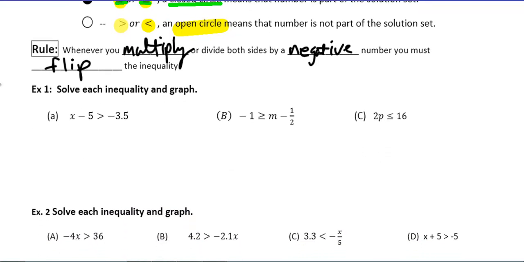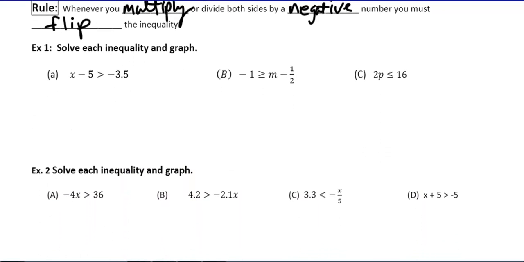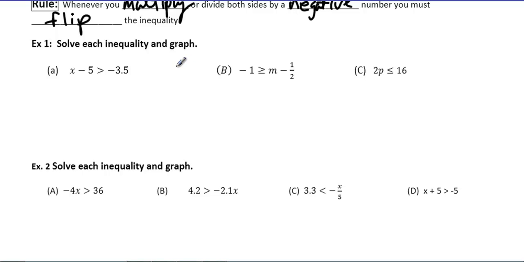Looking at example 1, we're asked to solve each inequality and graph. Pretty simple. We look at what's being done to the variable. This should sound very familiar. We're subtracting 5. Do the inverse operation. Whatever you do to one side, you do to the other side. So I end up with x, and over here I end up with 1.5. My inequality sign is a greater than sign, and it stays a greater than sign because I did not multiply or divide both sides by a negative number.